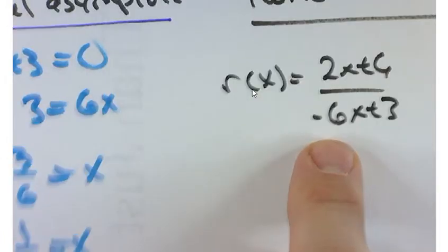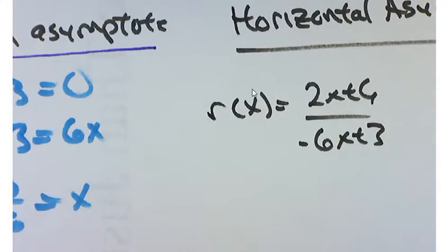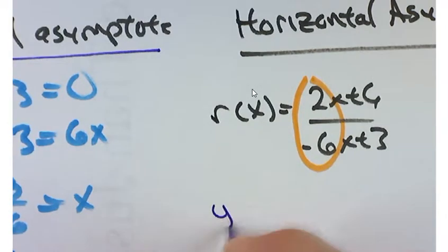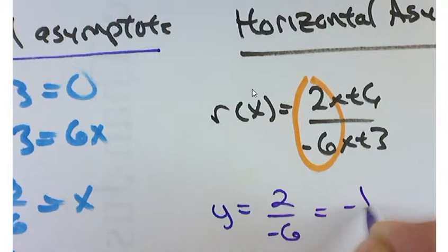B. The degree of these match. They're both equal to 1. What that means is that the ratio of those leading coefficients is going to give us our horizontal asymptote. So it's going to be y equals 2 over negative 6, which reduces to negative 1/3.